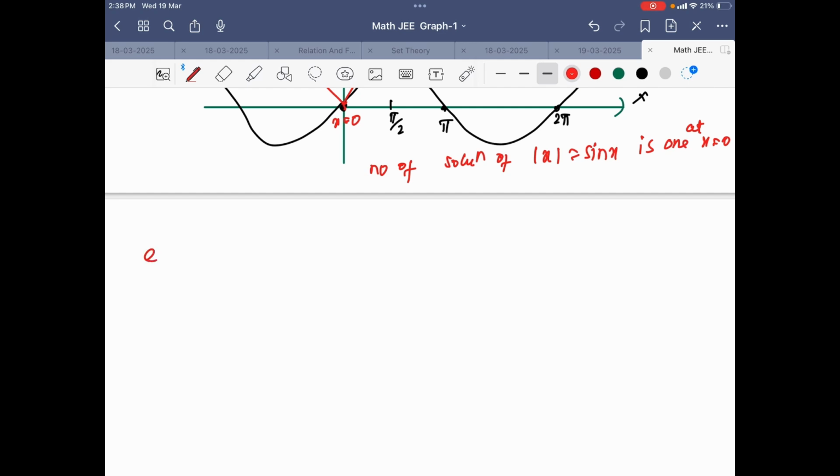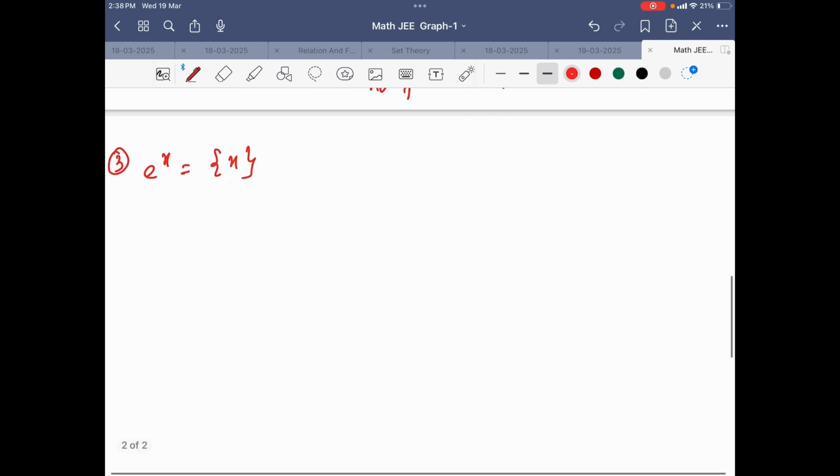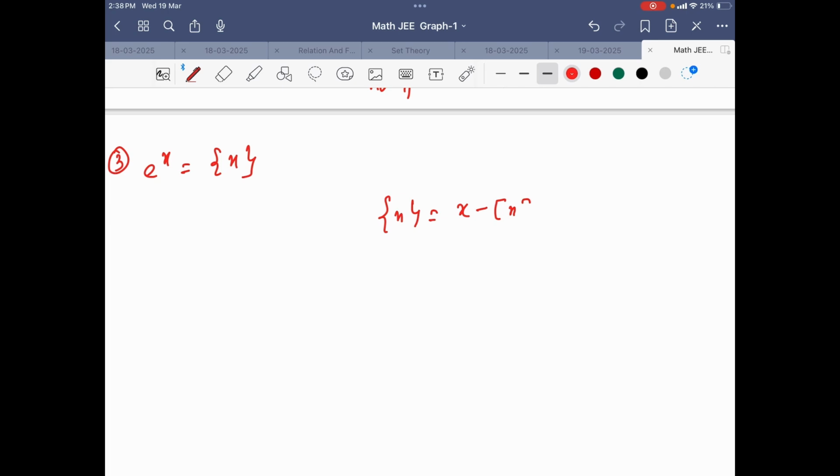Let's take e power x equal to the fractional part function. Let's take the third question. You know the fractional part function; how do we define it? It is defined as x minus the greatest integer function, right?